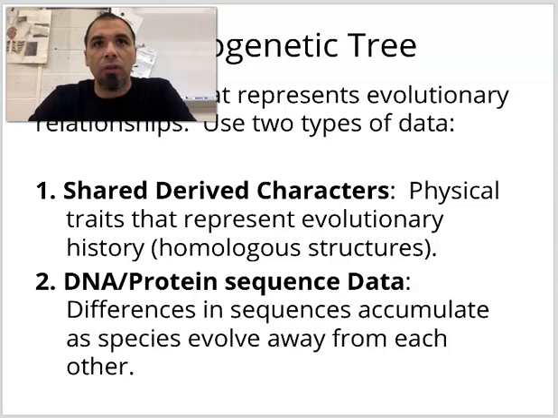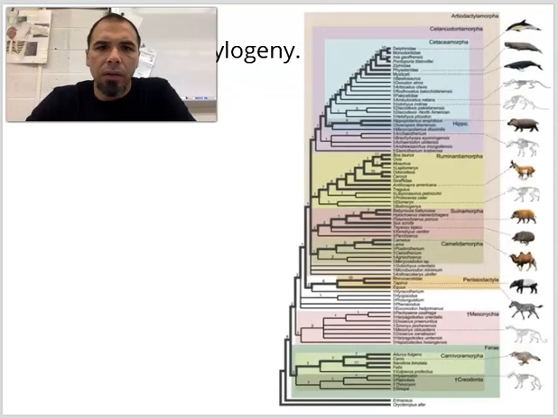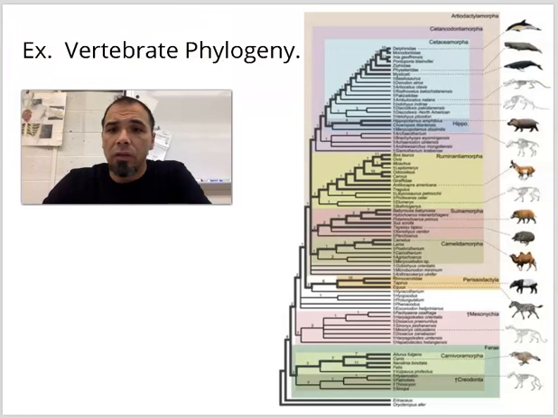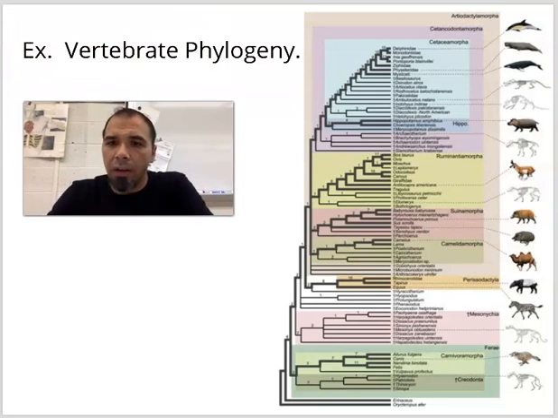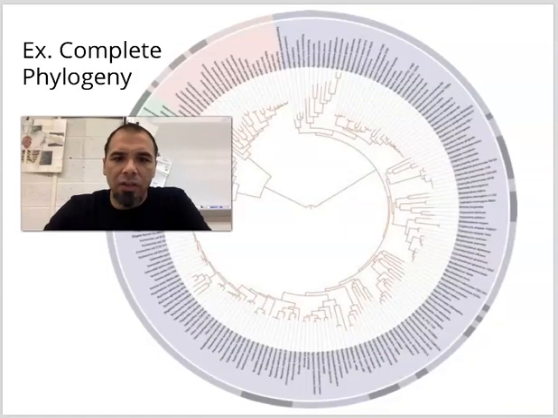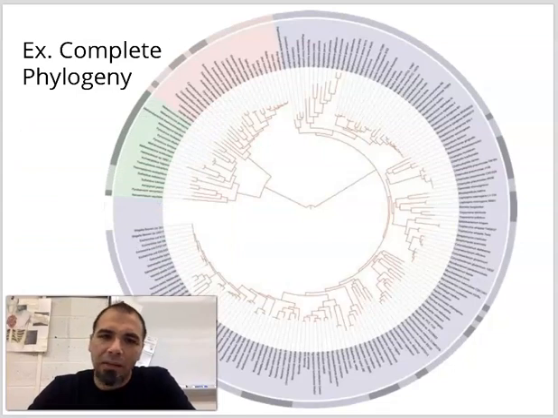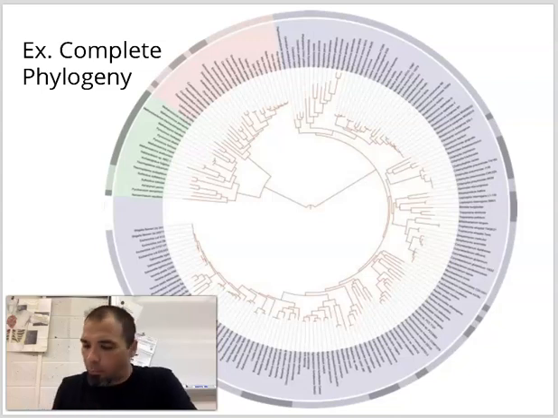If you remember what homologous structures are, those are structures that have similar structure but maybe a slightly different function, like a bat's wing, cat's forelimb, dolphin's flipper. But the DNA protein sequence data is much more accurate. So here's some vertebrate phylogeny. If you look at the phylogeny here, you can look at common ancestry and where their common ancestor emerged. And here's the complete phylogeny of all life on Earth. Again, pretty complex.